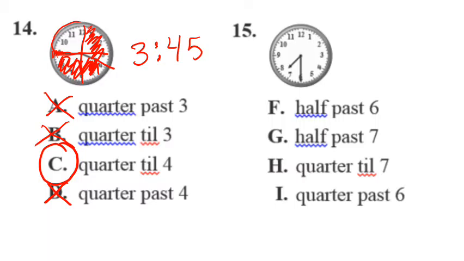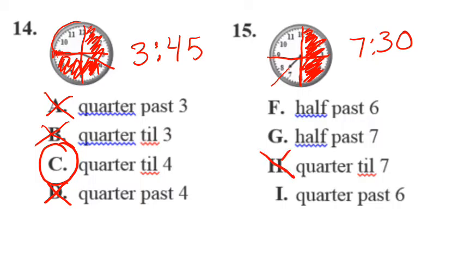Number 15, I need to do the same thing. My hour hand is between the 7 and the 8, therefore I know it's the 7 o'clock hour. My minute hand is pointing all the way to the 6. I know that that is 30 minutes. If I cut my clock into fourths, I have 1/4 and another 1/4 covering up half the clock that my minute hand has already traveled. Therefore, I know it is half past.